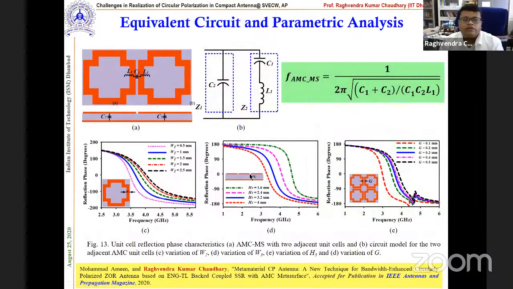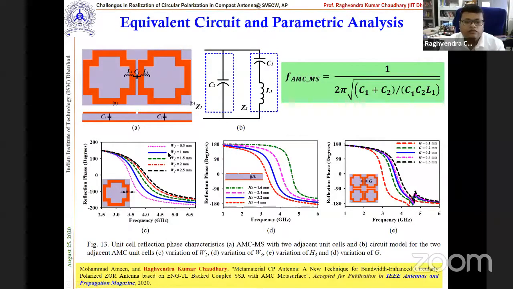Now after that, we again found the equivalent circuit. This was really easy. And this overall thing will provide you the LC resonator. This is a very well-known formula, correct? For these kinds of things, correct? So we just modified it here as per the structure, correct?